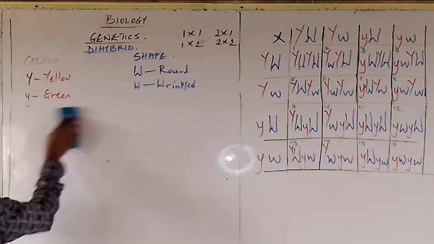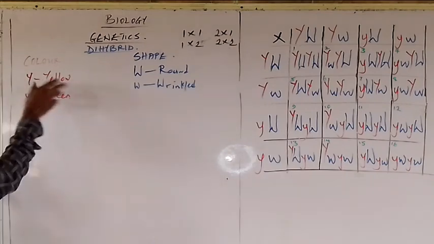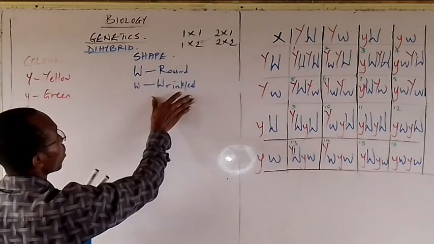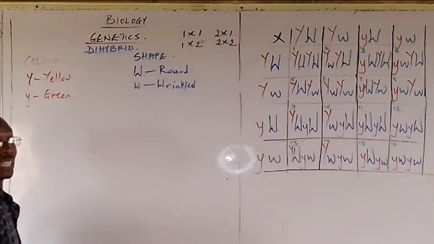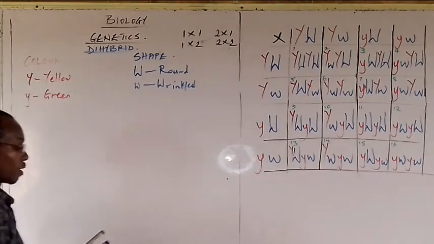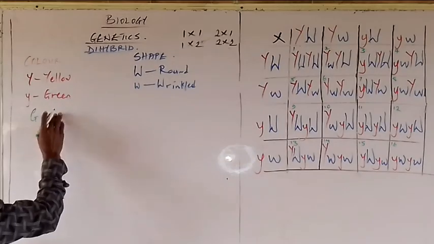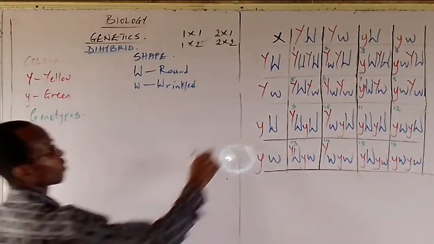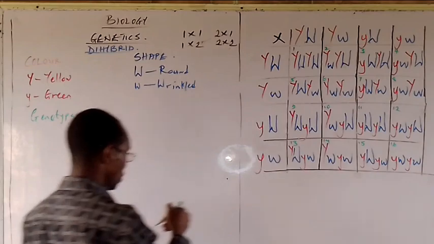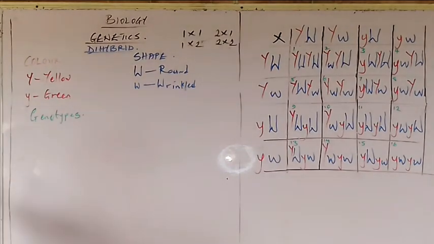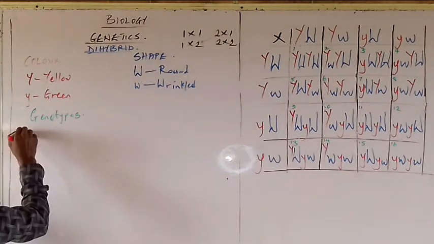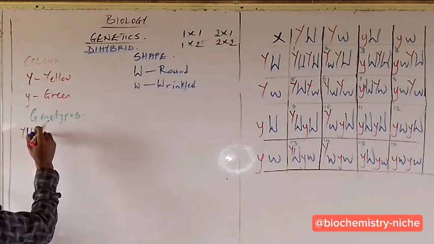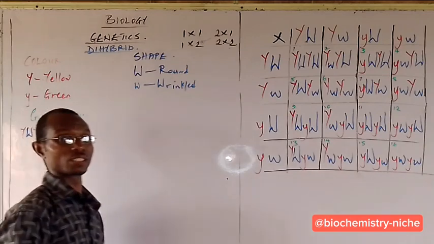So remember that we said that our capital Y is yellow, small y is green, capital W is round, small w is wrinkled. So that is what we'll be using to express this now, talking about the genotypes. So the first thing we have there, number 1, we have capital Y, capital W, capital Y, capital W. That is what we have as the first genotype.